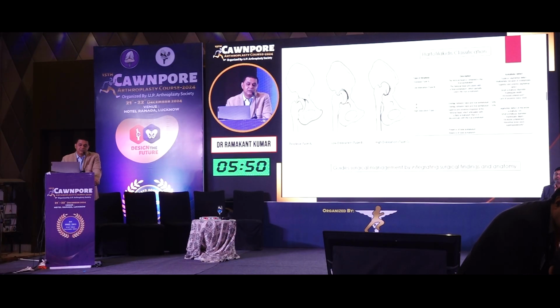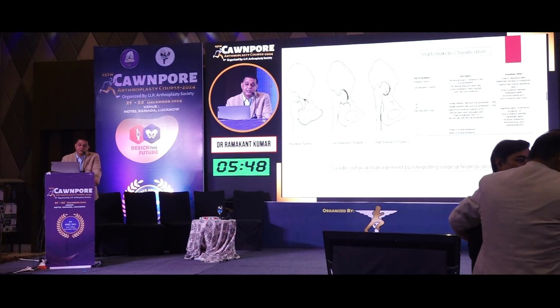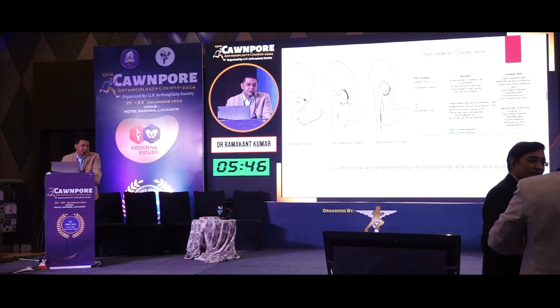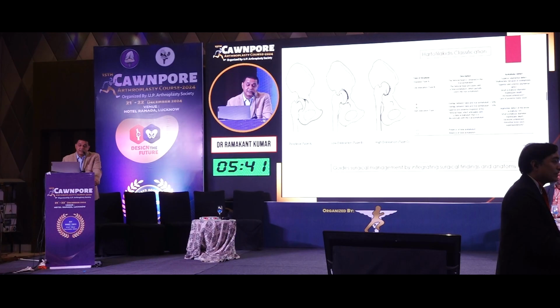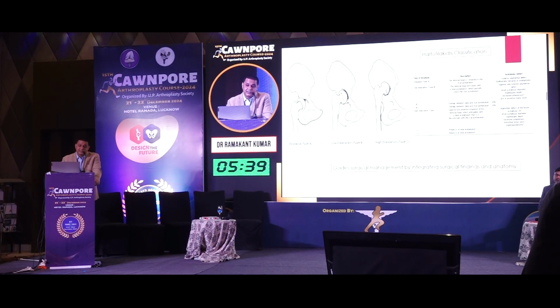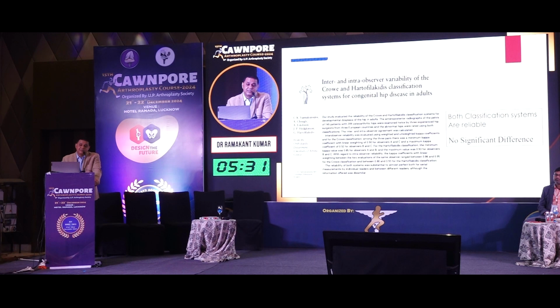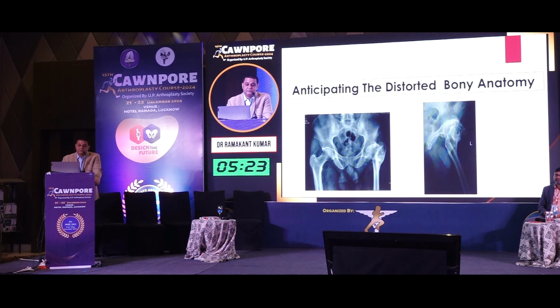To resolve the issue came the Hartofilakidis classification. Basically this classification is based on 3D CT scan findings. It's better in that it guides surgical management by integrating the surgical findings and anatomy. So which classification is better? There are multiple studies which say that both classification systems are reliable and there is no significant difference.